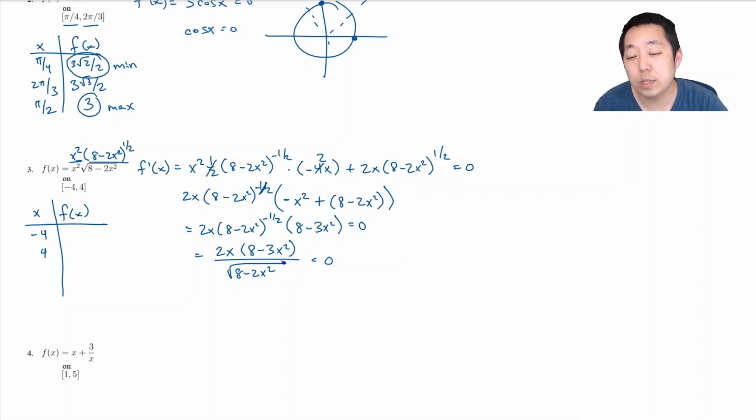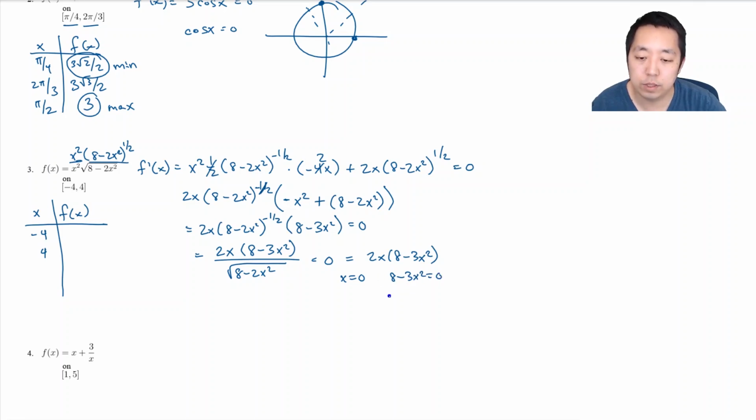What this allows me to do is to know that when I'm dividing two numbers, the numerator must be 0 if they're equal to 0, right? Because the only way I can get 0 is if the top number is 0. 0 divided by anything is going to be 0. So really, I just need this part to be 0, which is nice because I get rid of that square root part. And so this tells me, well, 2 can't be 0, x can be 0, or this part is 0.